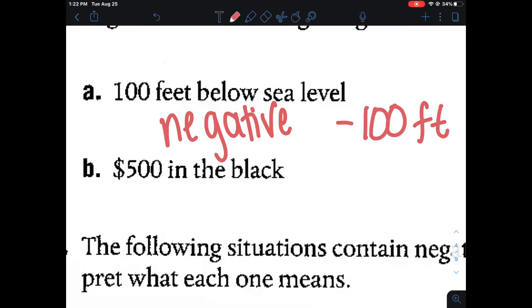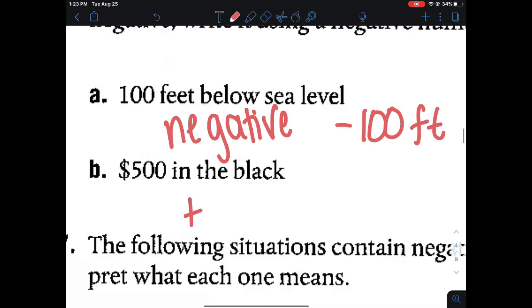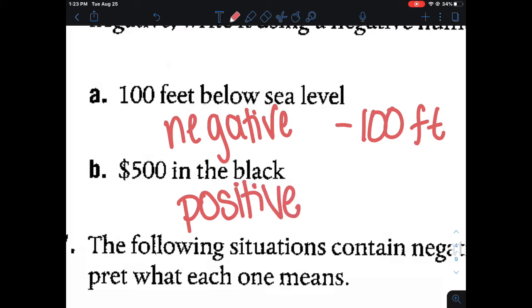And then $500 in the black. In the black is a finance term or an accounting term. So if you've taken a finance class or an econ class, you've probably heard in the black or in the red. Red is negative. Okay, so in the black is positive. So we have positive. And we don't need to write the number because they only asked us to write negatives.